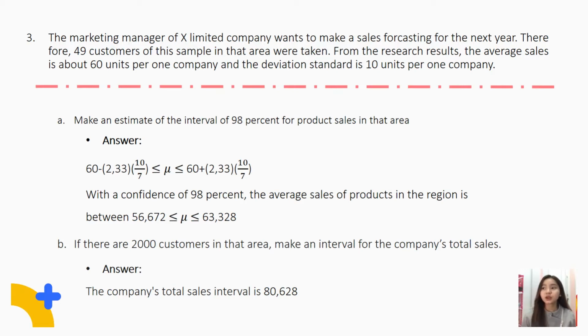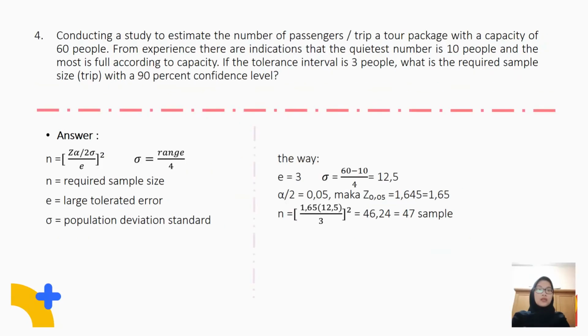With a confidence of 98%, the average sales of products in the region is between 56,672 less than equals mu less than equals 63,328. B. The company's total sales interval is 80,628. Number 4. So the answer is we need to know the meaning of the formula.